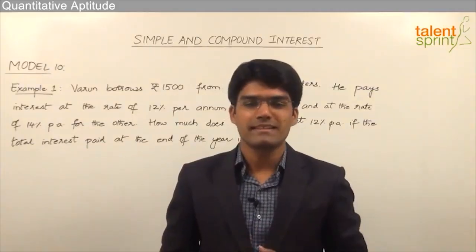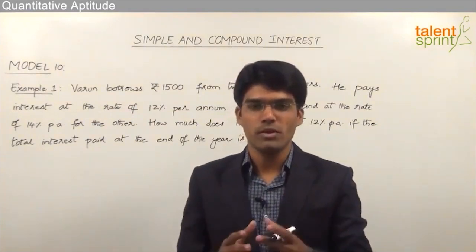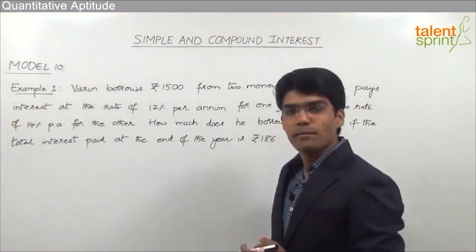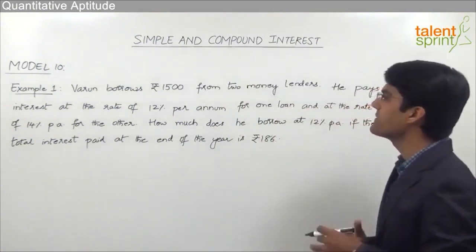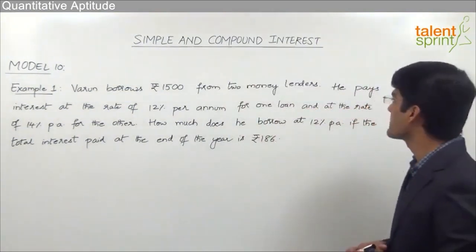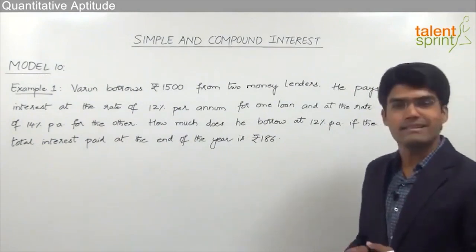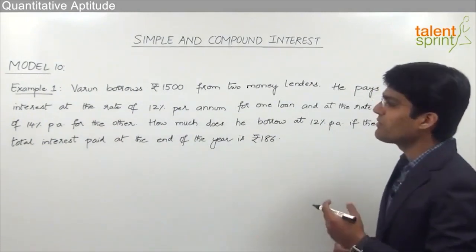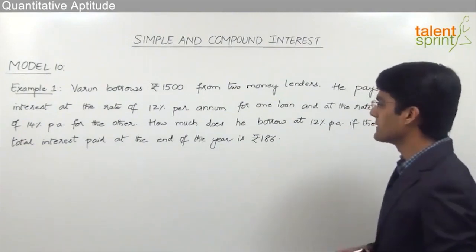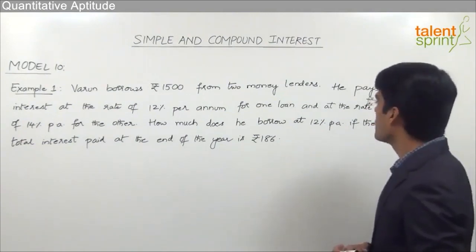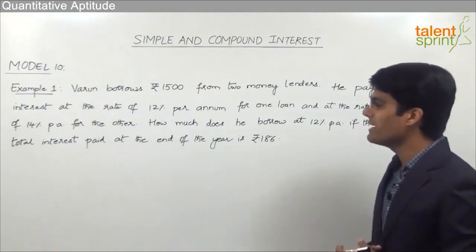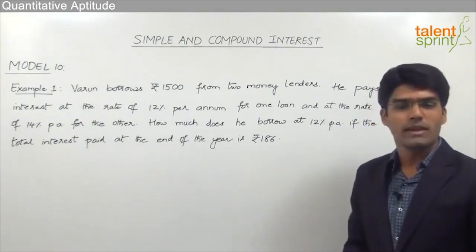Let us now take the next and the last model from this topic, where we are going to discuss some questions related to simple interest. The first example here is: Varun borrows rupees 1500 from two money lenders. He pays interest at the rate of 12% per annum for one loan and at the rate of 14% per annum for the other. How much does he borrow at 12% per annum if the total interest paid at the end of the year is rupees 186?